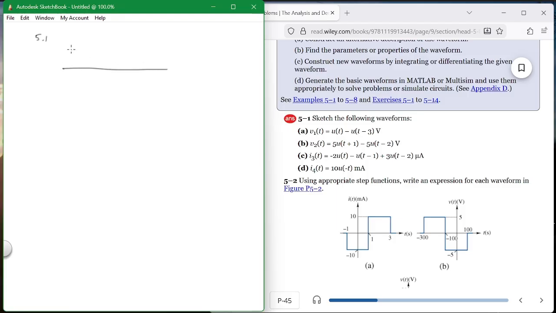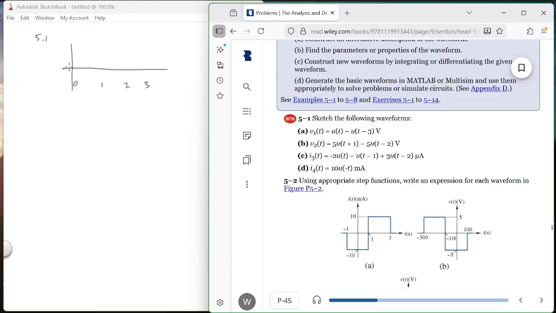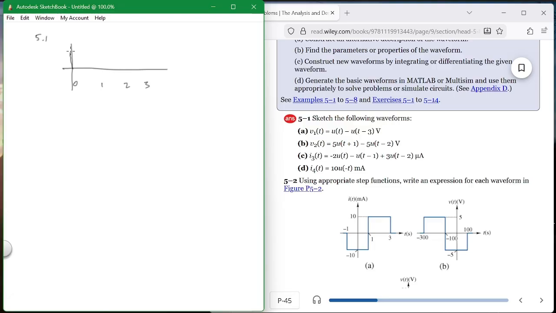So basically, this is your timeline. This is t equals 0. This is 1, 2, 3. So at u of t of 0, it goes to 1. So it goes up here to 1, and then it goes over to 3, and then it goes back to 0. And that's that first one. That's A.